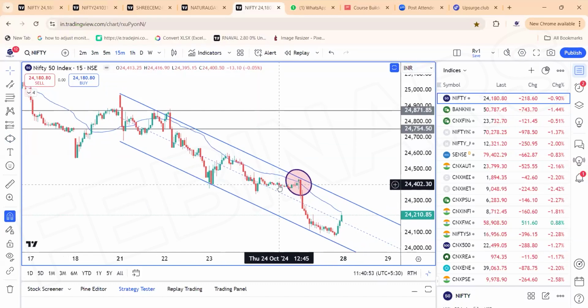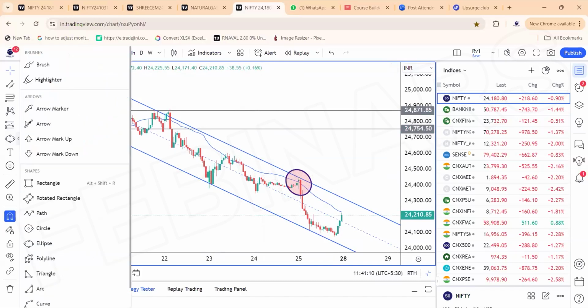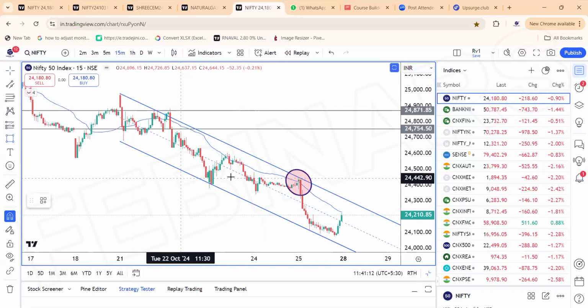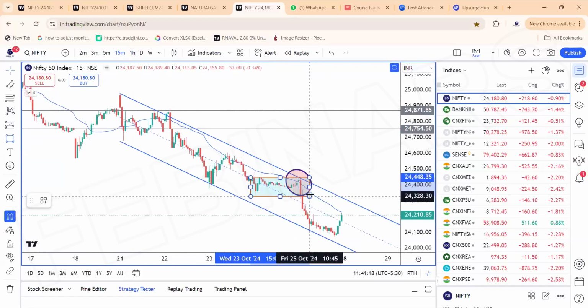See, multiple candles, around 1, 2, 3, 4, 5, 6, 7, 8, 9, 10, 11, 12, 13 candles almost. If I am counting from here, it will be more than that. The whole of this pattern is engulfed here in a single candle. Let me show it to you. This whole pattern is engulfed in one single candle.